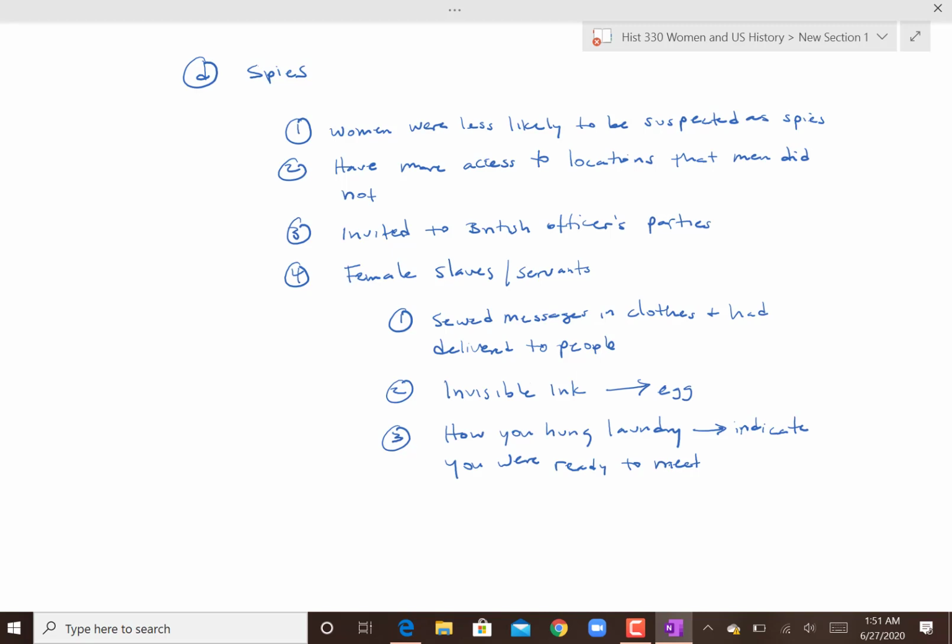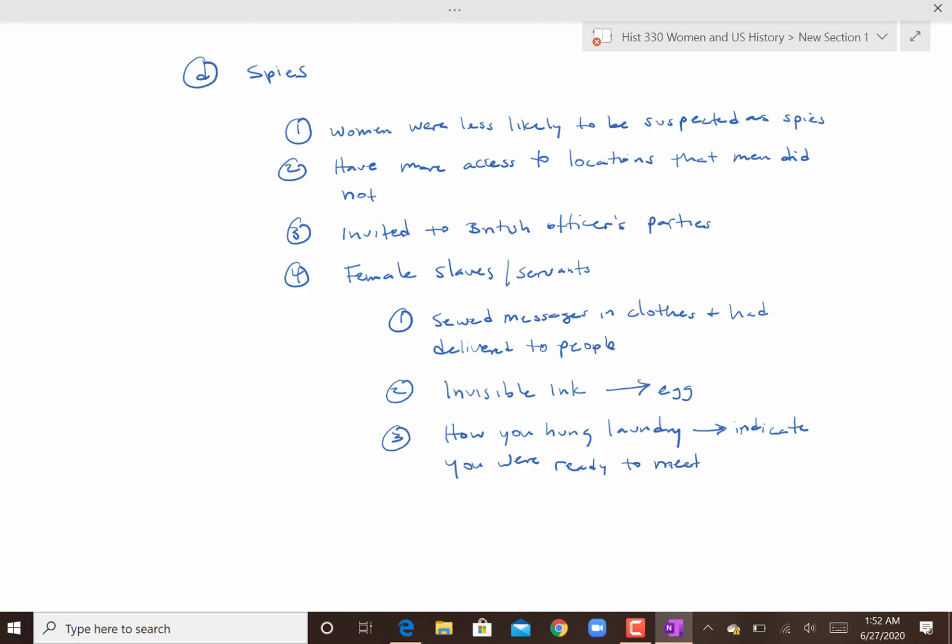So she's just doing laundry. That's what women do. That's what slaves do, right? That's just a normal job. But if you hung a certain type of clothing in a certain way, it was a signal for whoever was the handler, if you will, of the spy to know that they needed to meet. And that was just one of many different types of signals and tricks that they had.